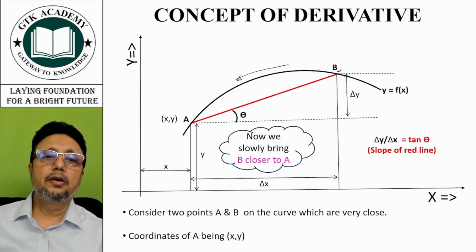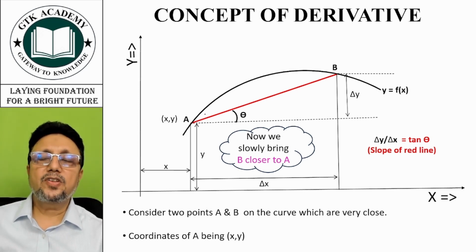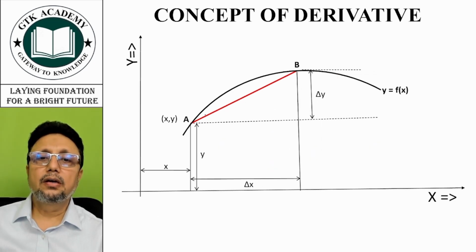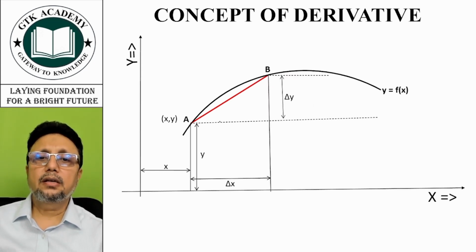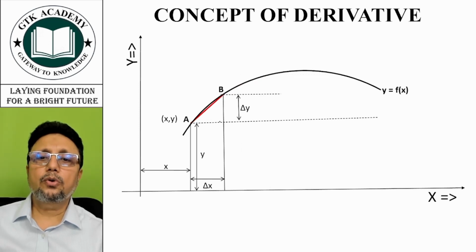Say B is at this point, we bring B here, here, here, and here in such a manner that finally it is nearly coinciding with A. So just see what will happen. As you bring B closer to A by moving it on the curve, see this slope, that is tan theta, is changing. You can see the angle is changing. Bring it closer, more close.